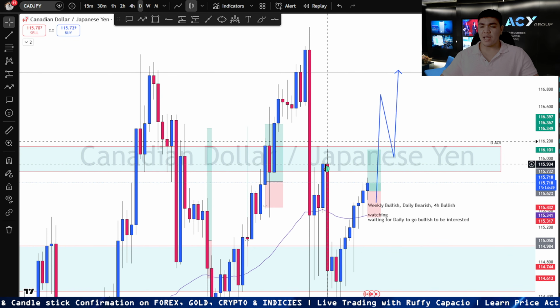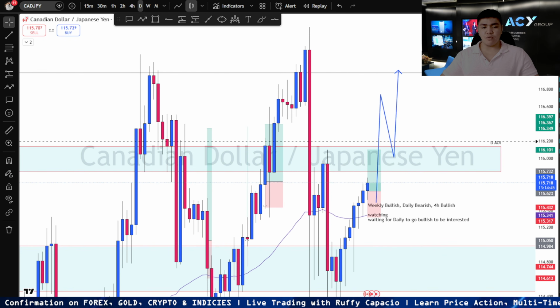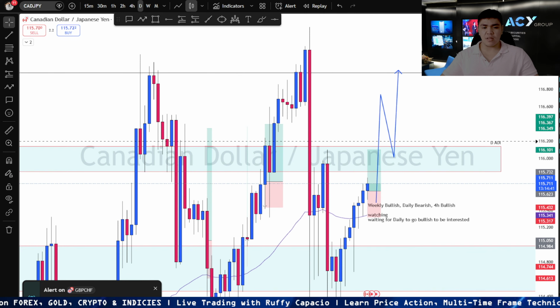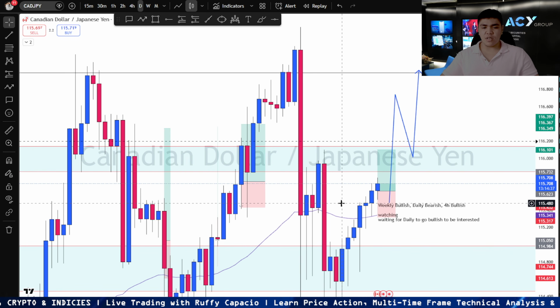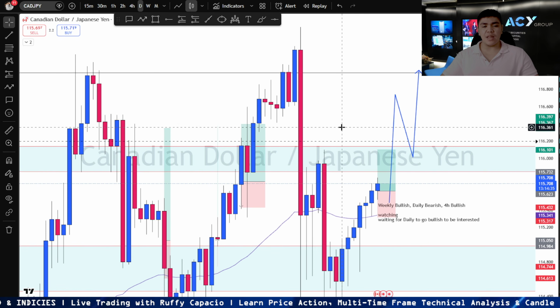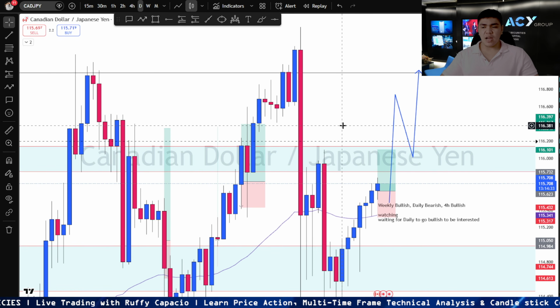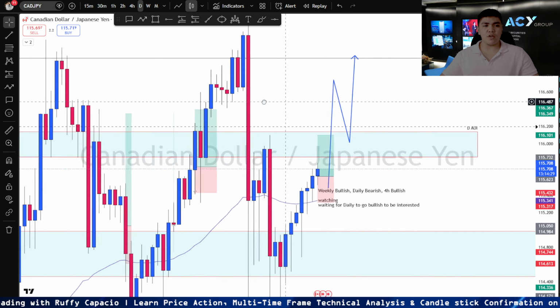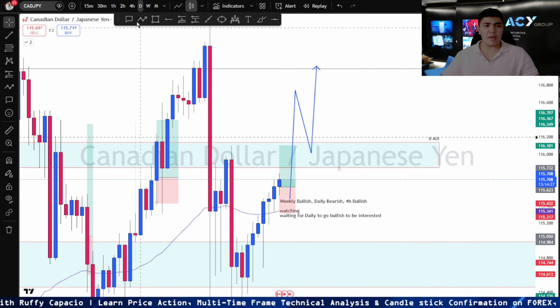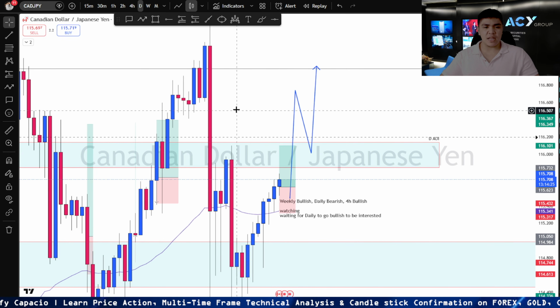It's much cleaner and it would make our psychology much better because we are not forcing any trades. We are just waiting for a much cleaner, much higher probability setup. So all we had to do for CAD JPY is wait for the break and retest for us to be interested.